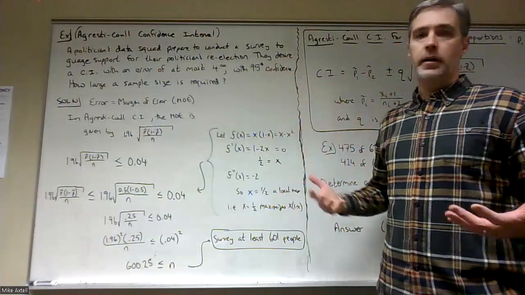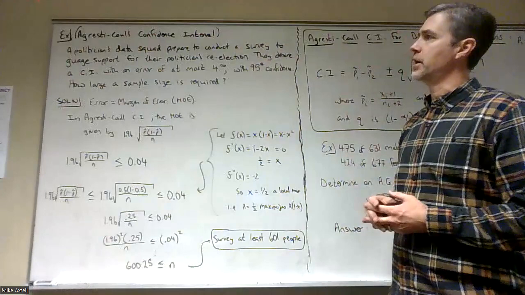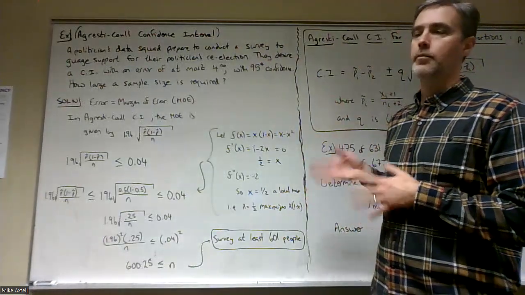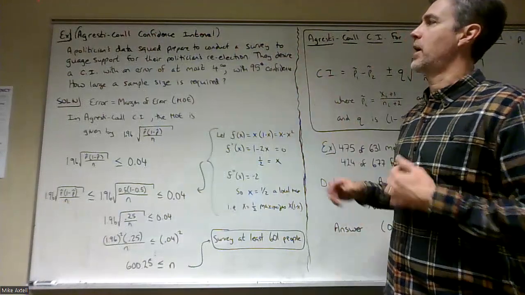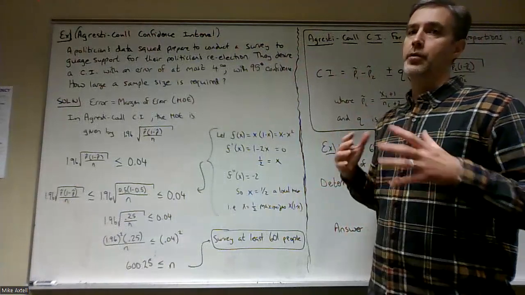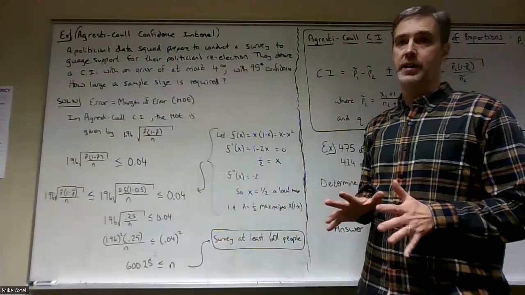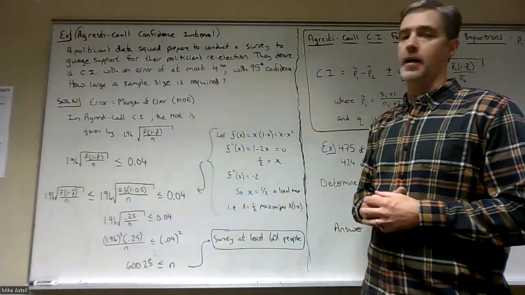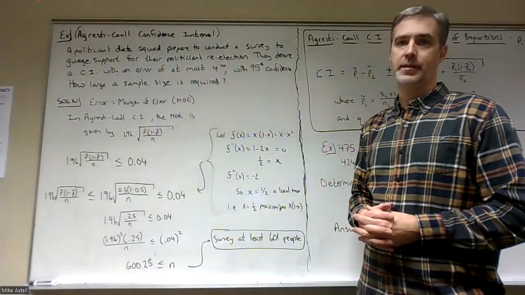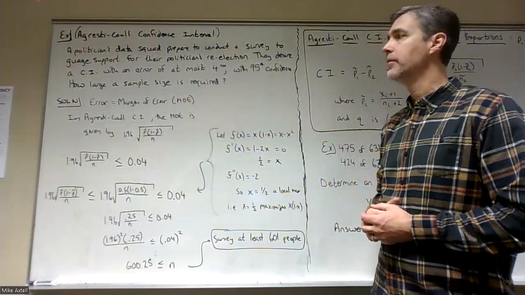So we've got a political campaign. The data squad for a politician is preparing to conduct a survey to gauge support. By the way, pause, copy, play. To gauge support for their politician's reelection. When they do this survey, they want to be able to produce a confidence interval with an error of at most 4.4% and a 95% confidence interval. And the question is, how large should the sample size be? How many people should they ask to create this survey, right?